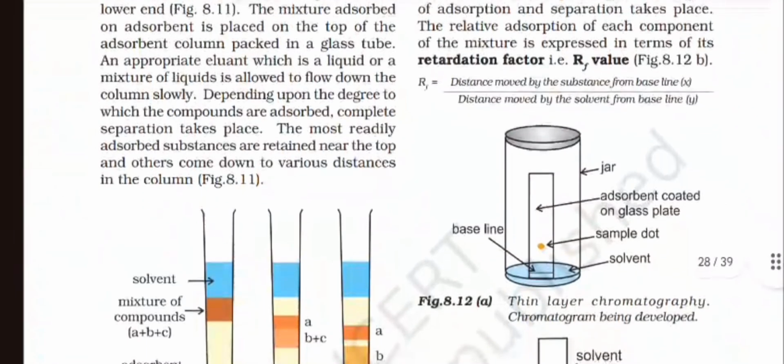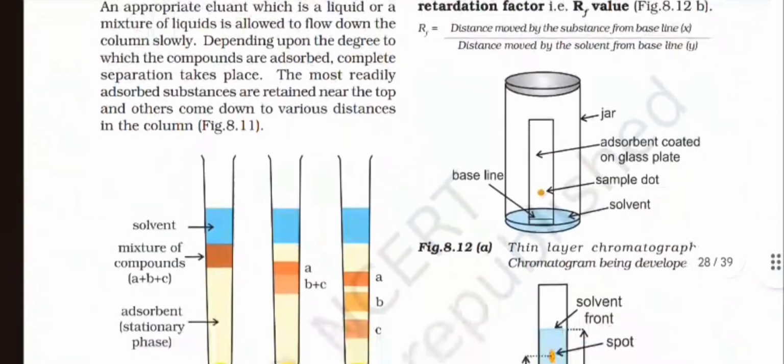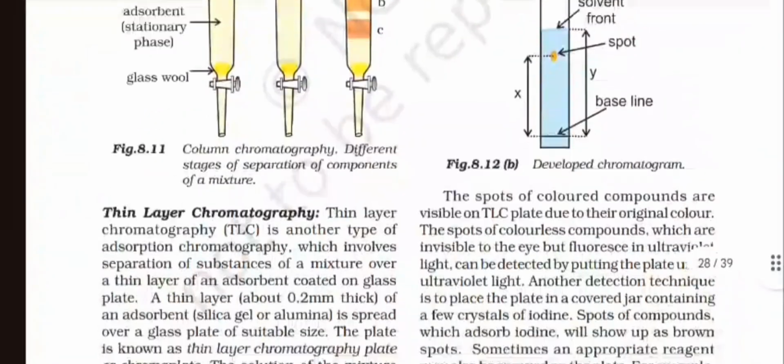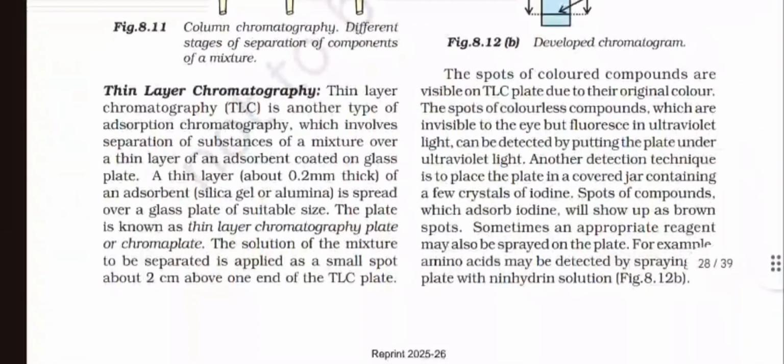The most readily adsorbed substances are retained near the top, and others come down to various distances in the column. Thin layer chromatography. Thin layer chromatography is another type of adsorption chromatography which involves separation of the constituents of a mixture over a thin layer of adsorbent coated on a glass plate. A thin layer of an adsorbent is spread over a glass plate of suitable size. The plate is known as thin layer chromatography plate or chromaplate.